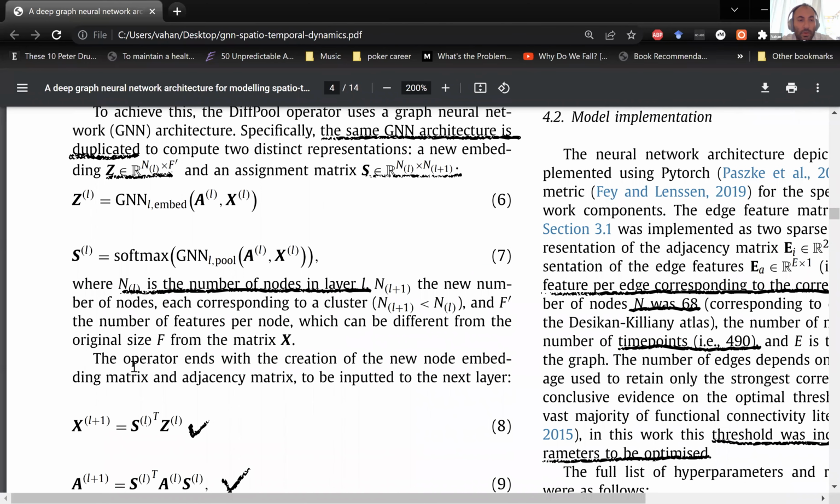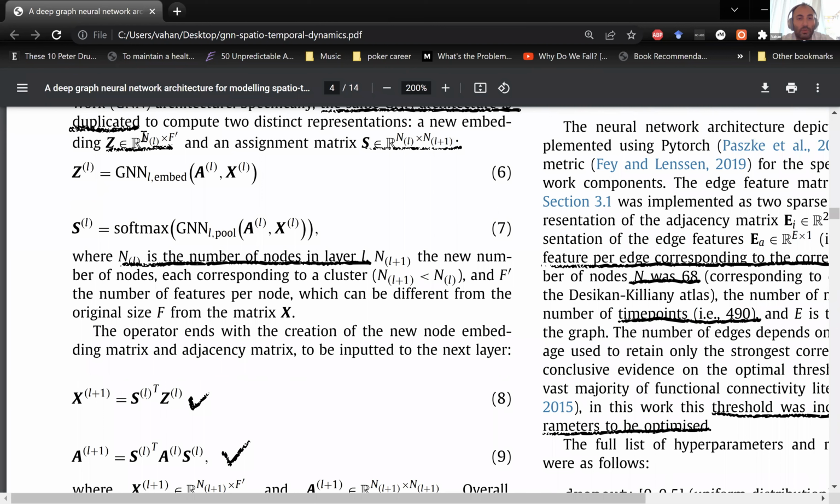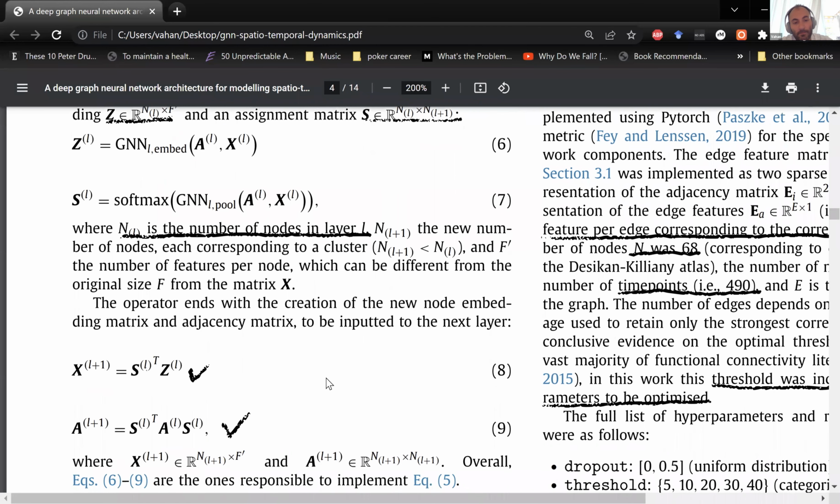And then at the end, when we multiply S and Z, basically we end up, so look at the dimensions here. So here we have S times Z, right? So we have N by N times N by F. So basically we end up with N L plus one times F prime. So F prime is the feature dimension of each node. And as N L plus one decreases, we end up with the dimension F prime times one, right? You end up with one single embedding. Okay, I think I understand that.